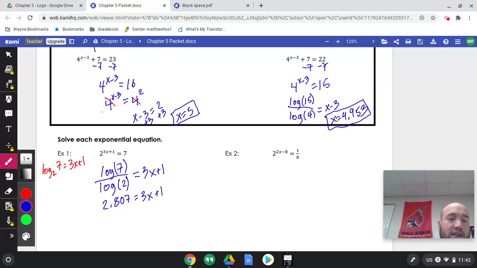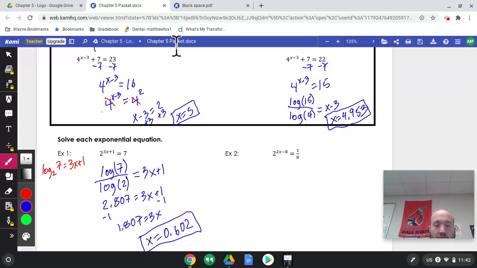So from here, I'm just going to subtract 1, and then I'll divide by 3, and our final answer, if we round, we will get x equals 0.602. Now, I did that by writing it out.